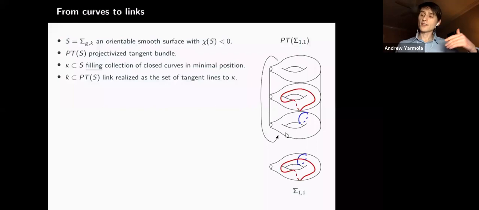So we're just going to think of this as a link realized by the tangent lines to kappa upstairs in the projective tangent bundle. So something like this. And by the way, there's many different lifts you could take, but this is a nice canonical one.